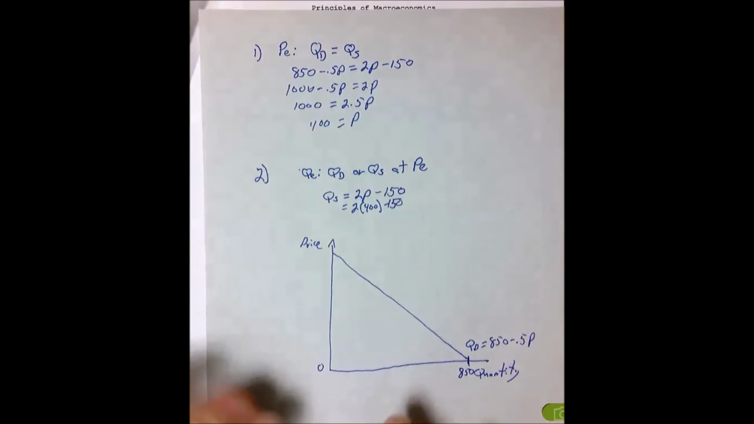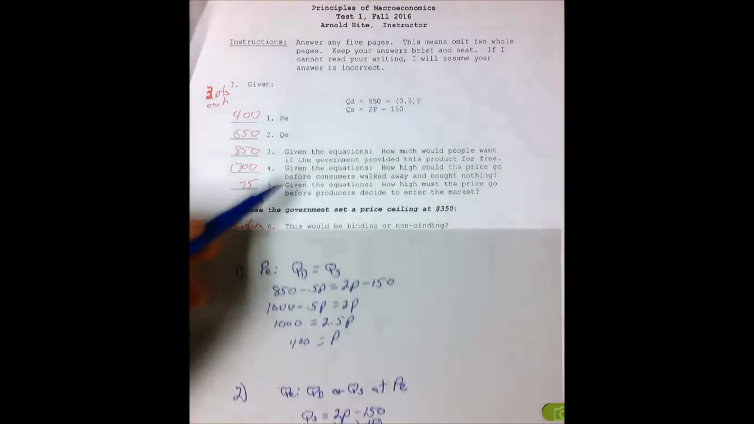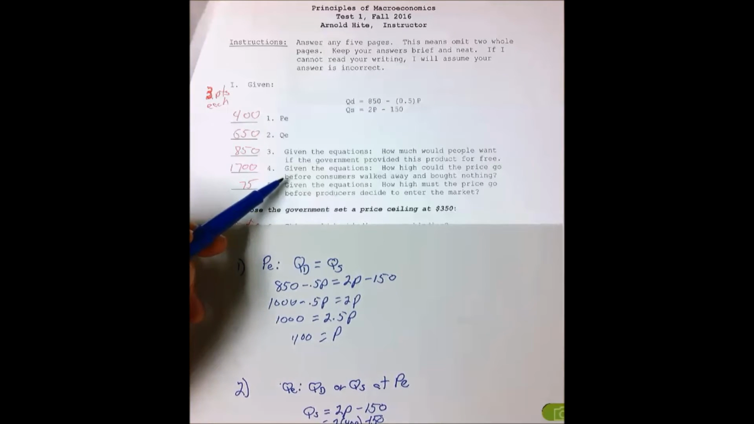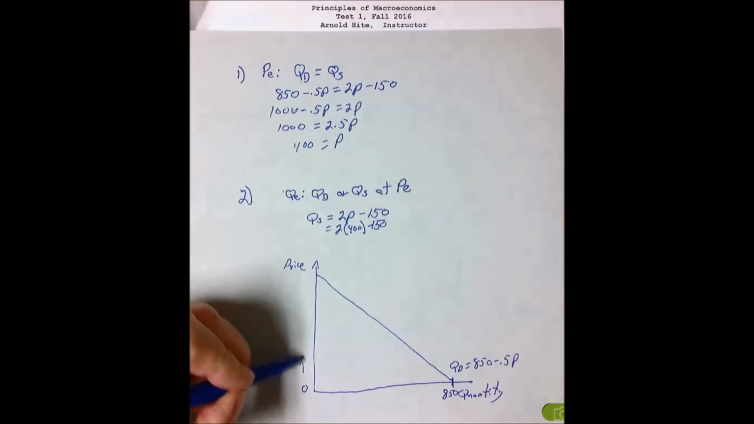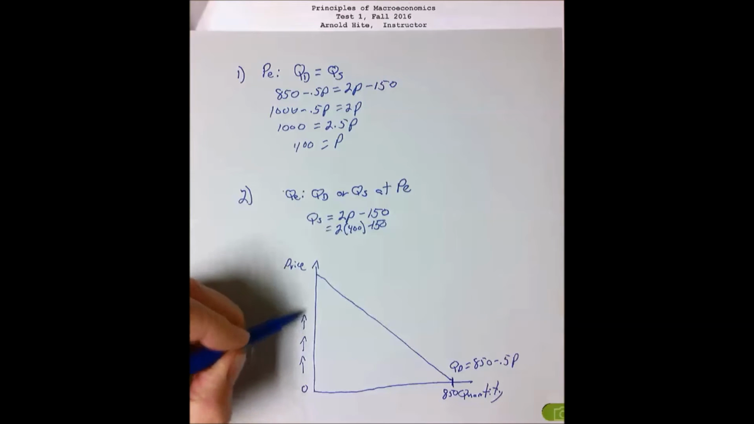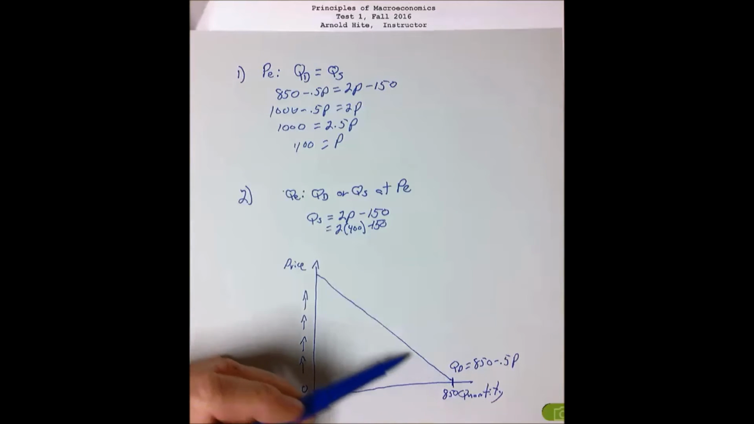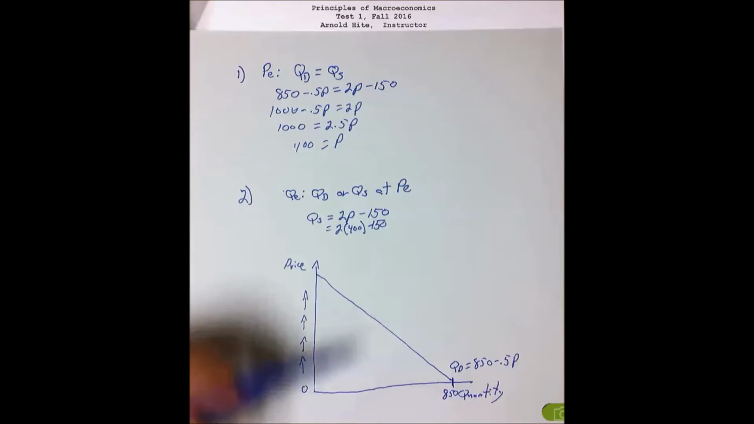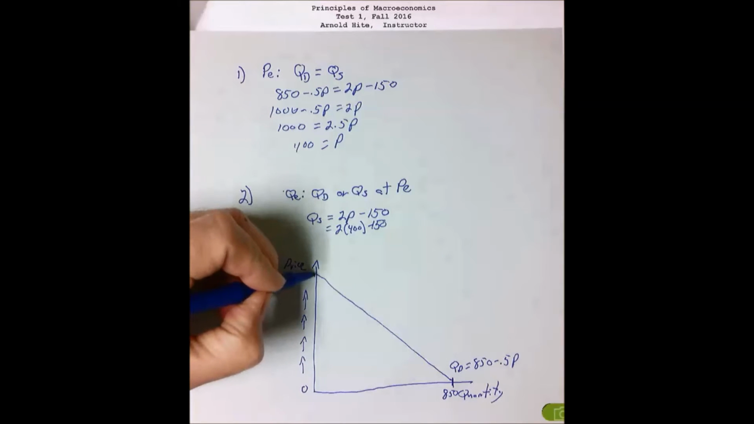So then the next question says, well, given the equations, how high could the price go before consumers finally just said that's it, and they just walk away and they don't buy anything? So again, it's on the demand curve, but now we're looking for a high price. So we let the price rise higher and higher and higher. As we do, quantity demanded is falling. Can you see that? Quantity demanded is falling. And finally, they would walk away and not buy anything when you got up to there.